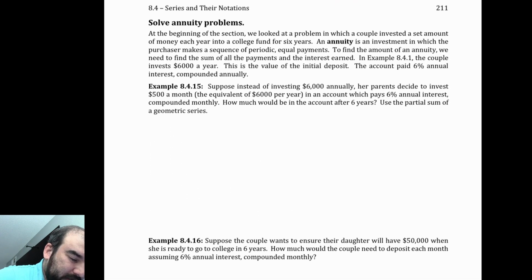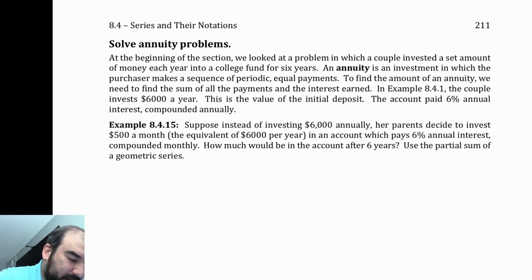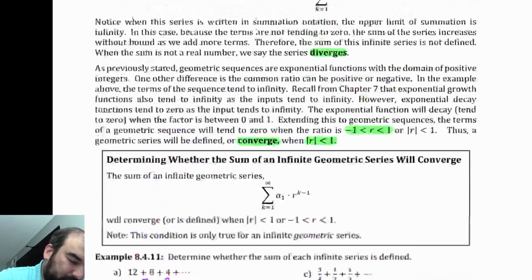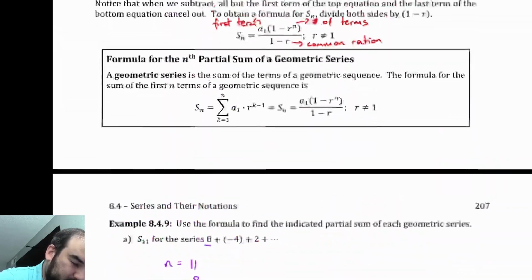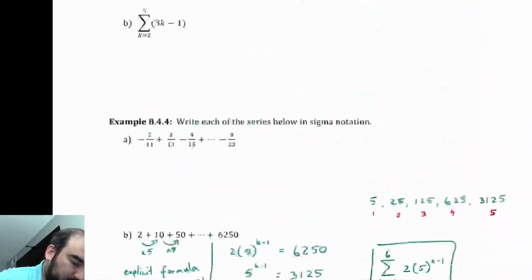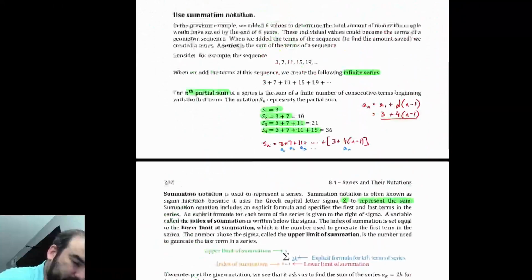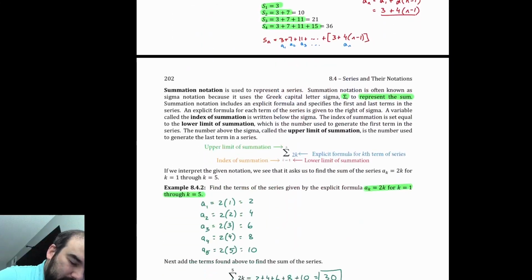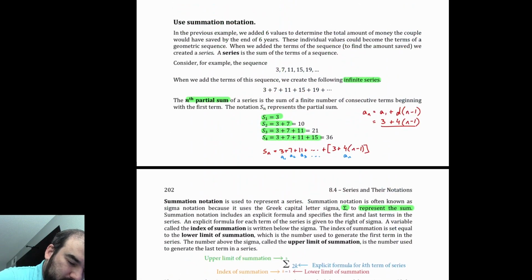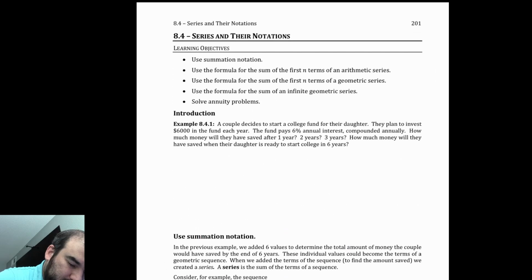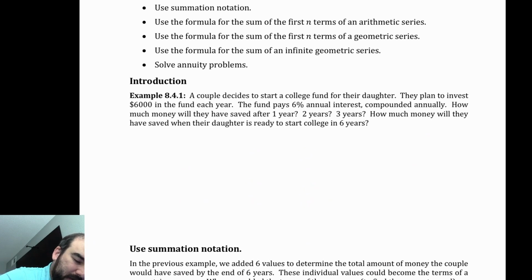And then finally, the question of annuity problems. We did an example like this in example 8.4.1. Which if we go back to 8.4.1, that's a while back. 8.4.1. Oh, we didn't do it, but we should probably do this.